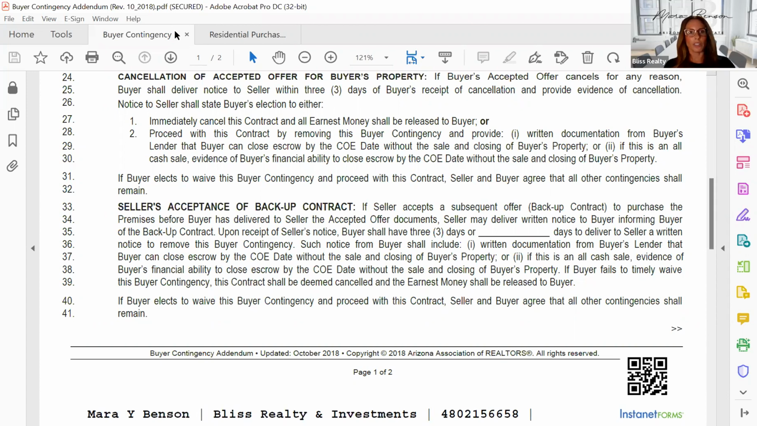Some MLSs will allow you to do that. Here, you have to take it off for X amount of days, like 60 days, before you can put it back on and start at 0. I think it's 60 now, right? It used to be 90.